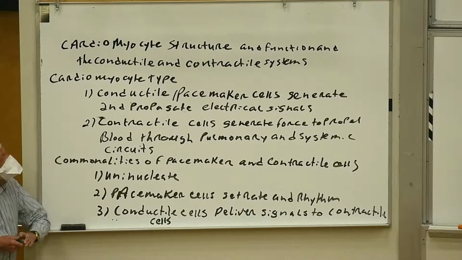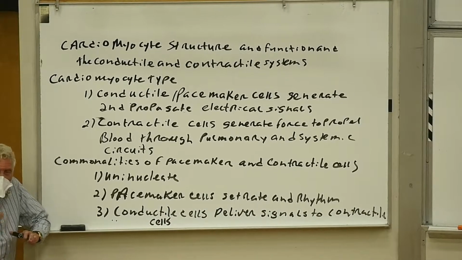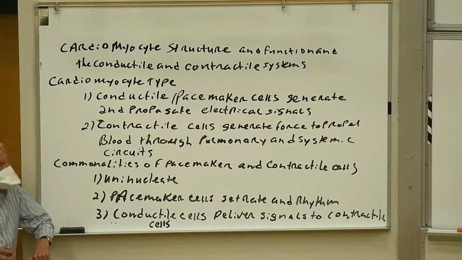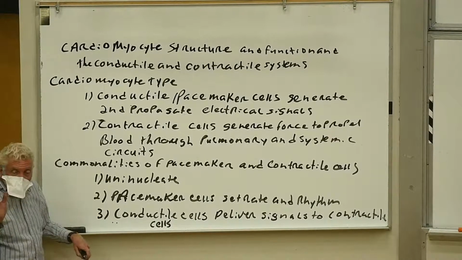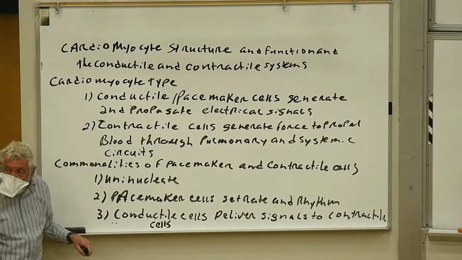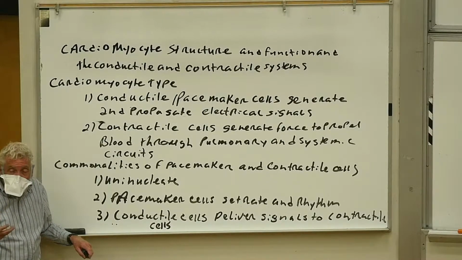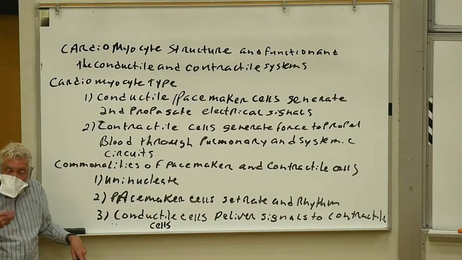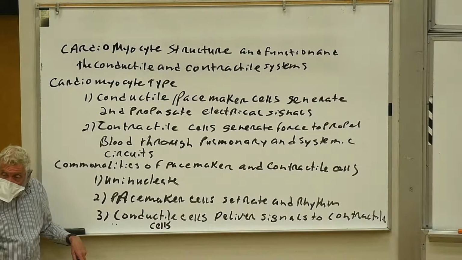Pick up where I left off last time, of course, and we're going to start talking about myocytes. We're going to talk about these cells that make up the heart. And we're going to see that myocytes come in these two great categories. The cardiomyocytes, the muscle cells of the heart, the cells that make up the myocardium, come in two varieties.